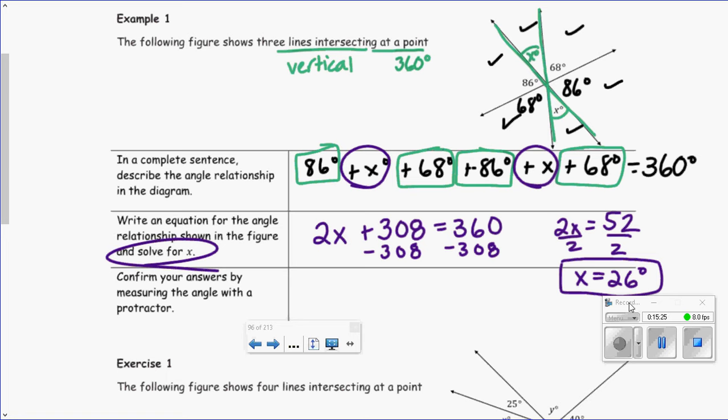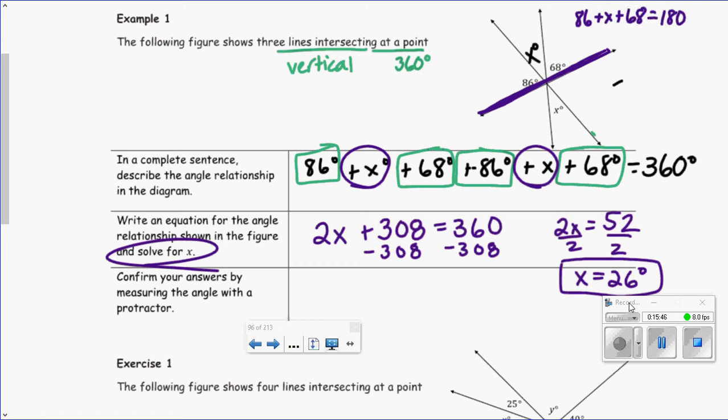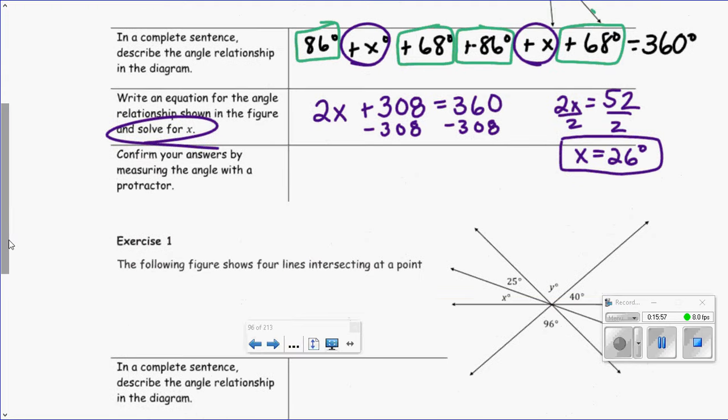I just want to show you that's not the only way to solve it. If you can see that this is x because of vertical angles, there's one other way you can do this, in which you can see here that this is a straight line, and you can actually do 86 plus x plus 68 equals 180, and now it's actually a little bit of a shorter problem. So it'll still get you 26. If you're curious, go ahead and try it and make sure that it does equal 26. That's the neat thing about lines, sometimes there's more than one way to do that.